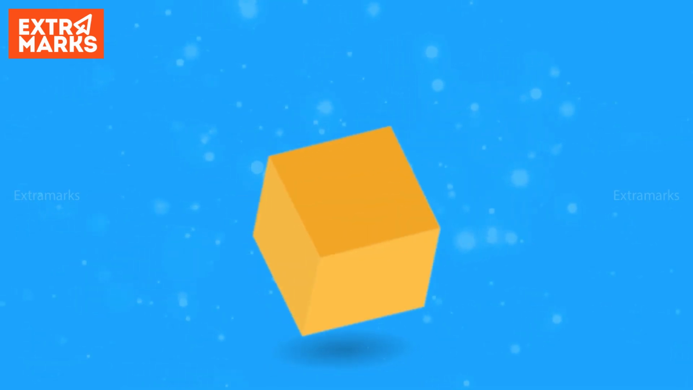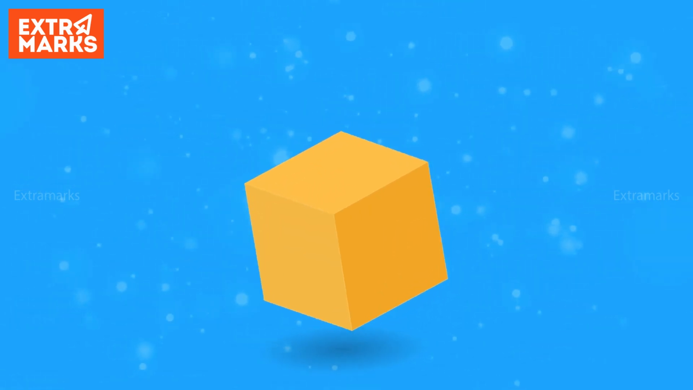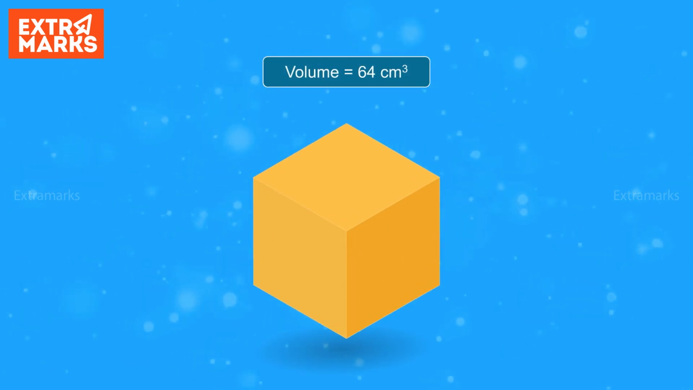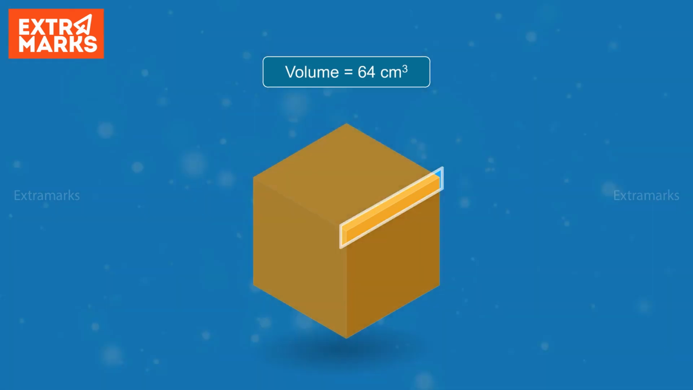You are well aware of the shape of a cube. It is a three-dimensional shape having equal dimensions. Suppose a cube of volume 64 centimeters cubed is given to you. Can you tell what would be the length of a side of the cube?